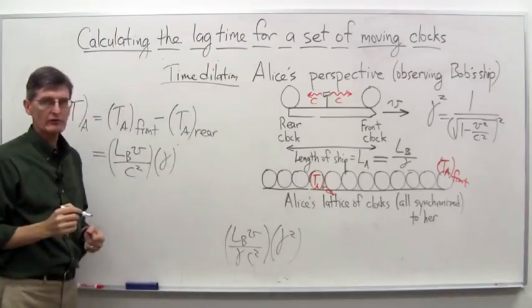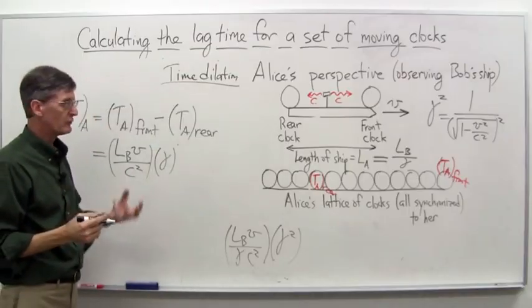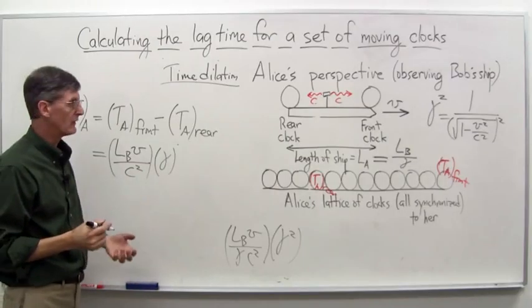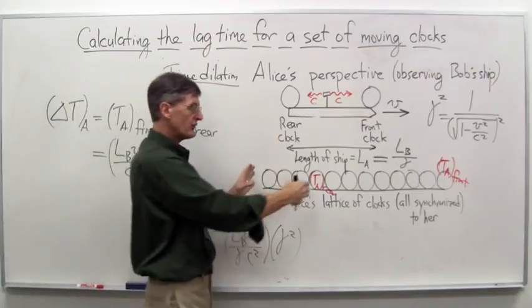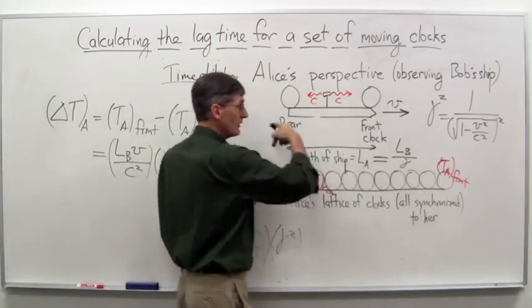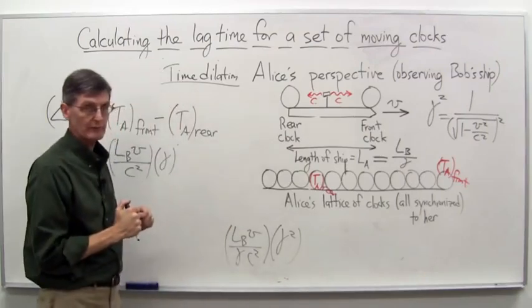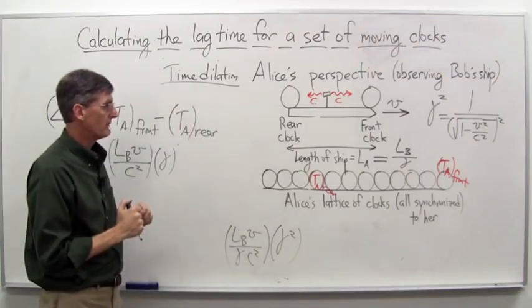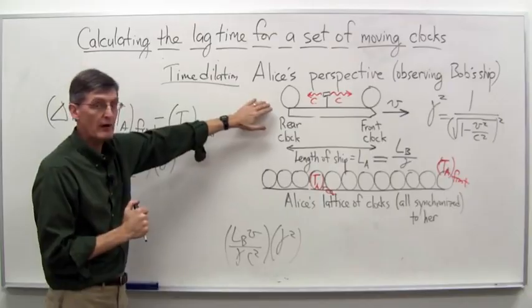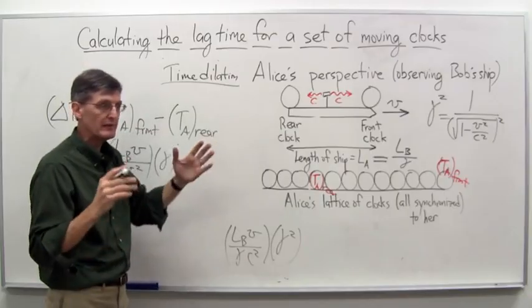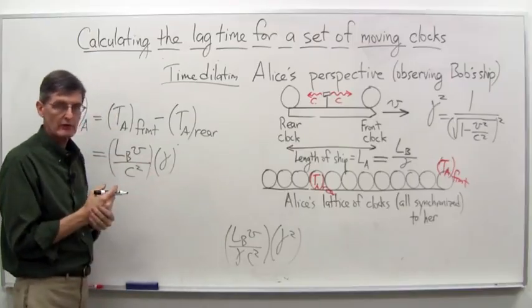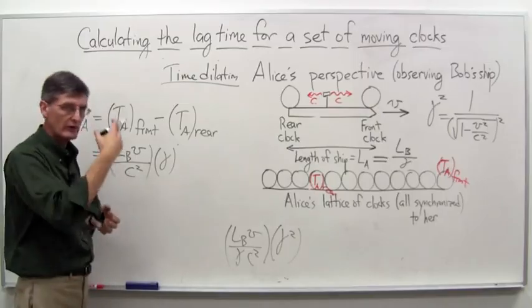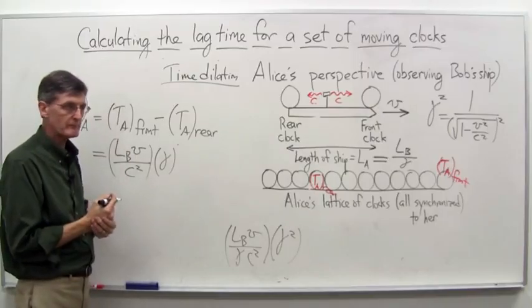Moving clocks run slow to an observer who is observing those moving clocks. So from Alice's perspective, she's just found the time difference on her clocks between when the two light beams hit the front and rear clocks. The time difference on Bob's clocks is going to be less, right? Because Bob's clocks are running slower than Alice's clocks as Alice observes them.